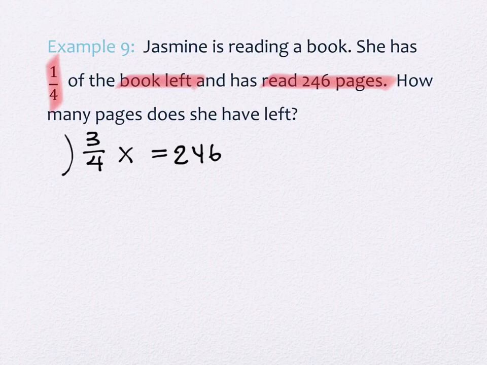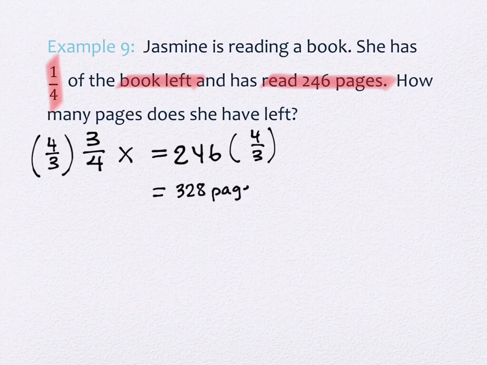We can actually solve this by multiplying by the reciprocal. We talked about that before. If we multiply 246 times 4/3, we will get 328 pages. Now, it's important to realize we didn't answer the question, right? She doesn't have 328 pages left. That doesn't make sense. She's read 246. She can't have more of the book left than what she's read because it says she's read a lot of the book. She only has 1/4 of the book left.